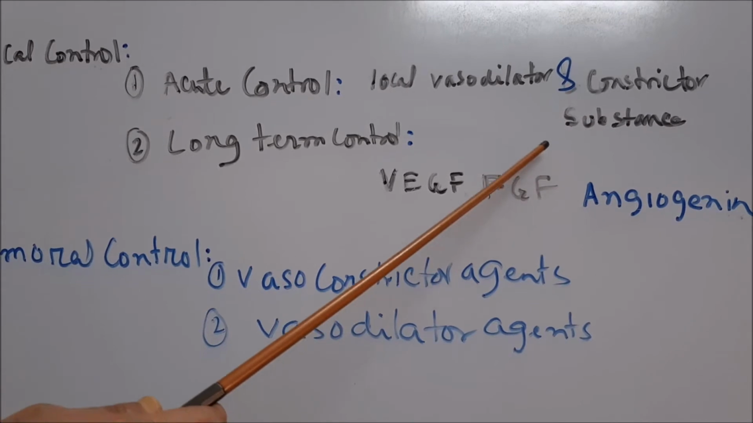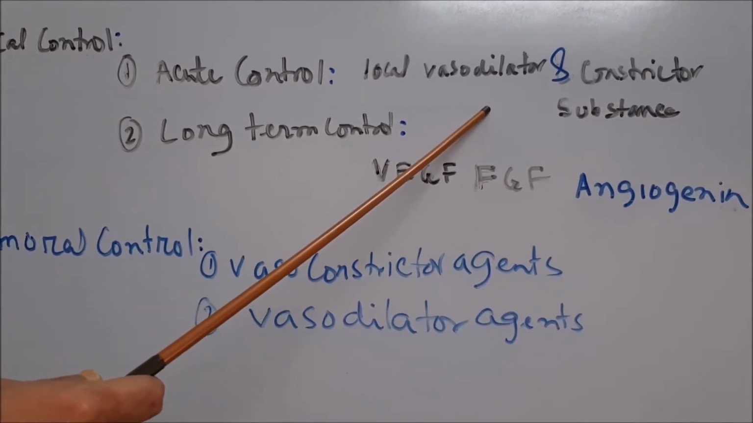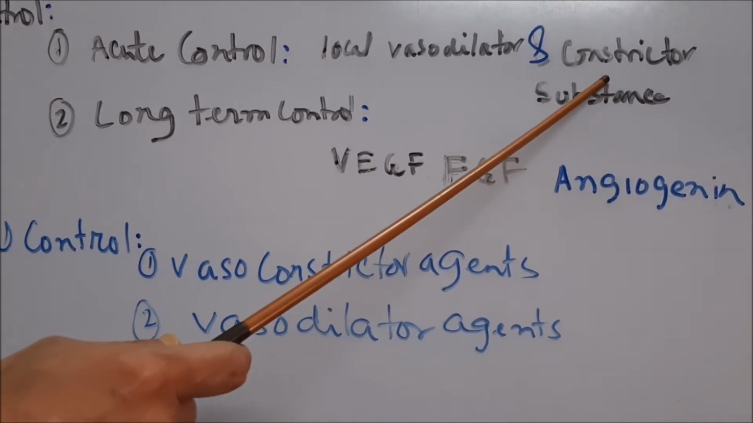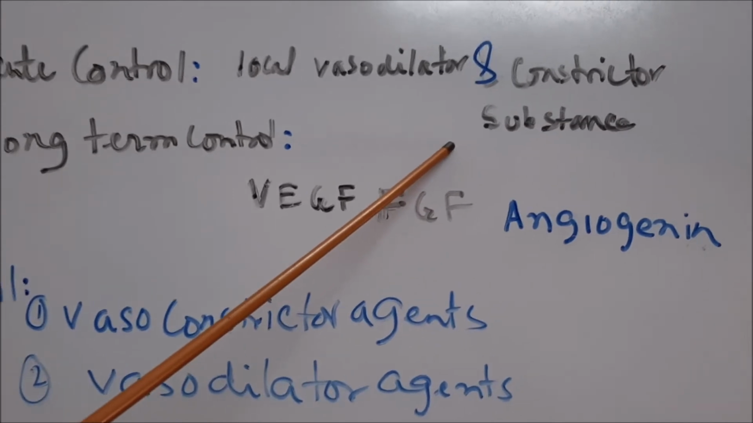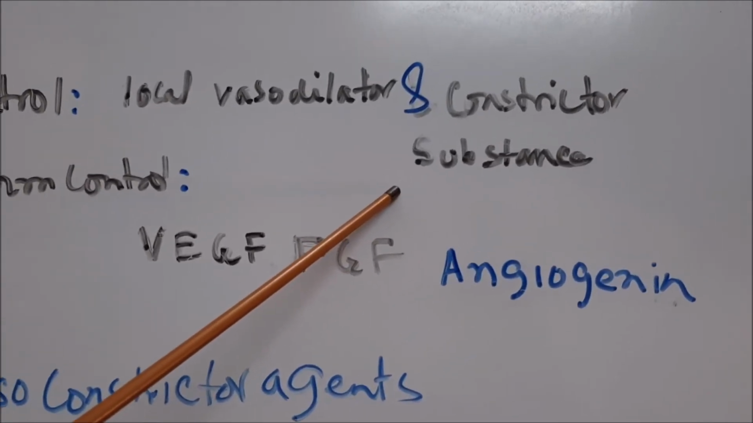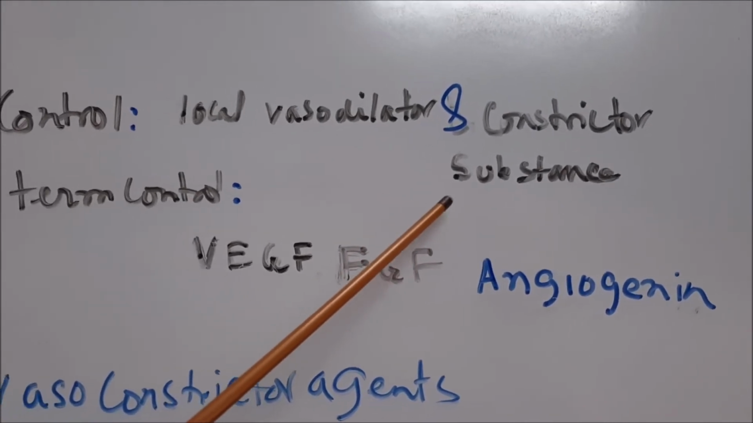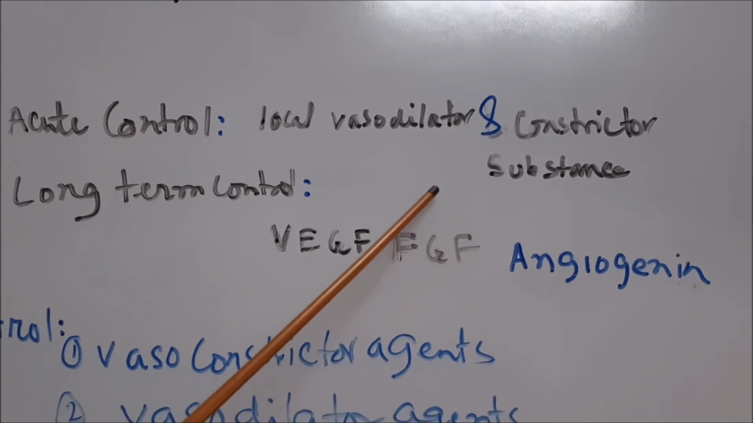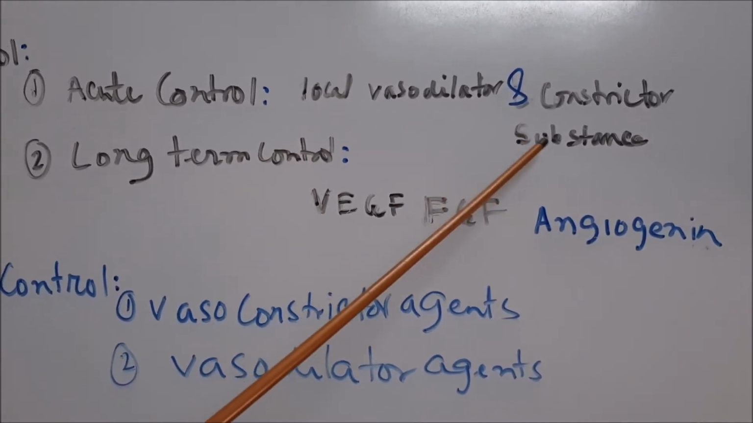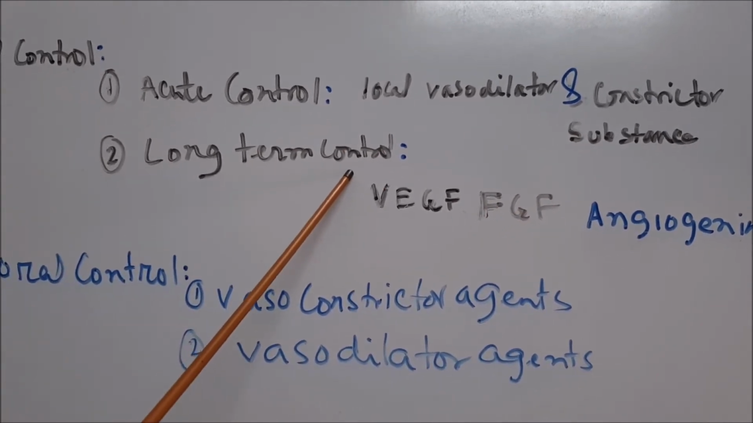tissue. Conversely, when the blood flow to the tissue is increased, the tissue again releases another substance, a vasoconstrictor, that is endothelin. Endothelin is a powerful vasoconstrictor that will constrict the blood vessels and reduce the blood flow to the tissue. Now come to the long-term control.